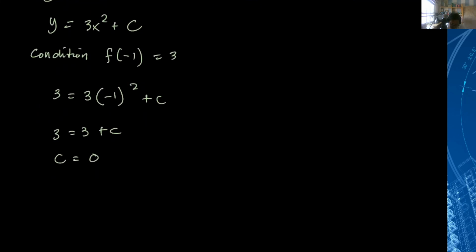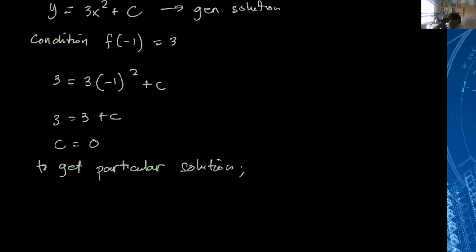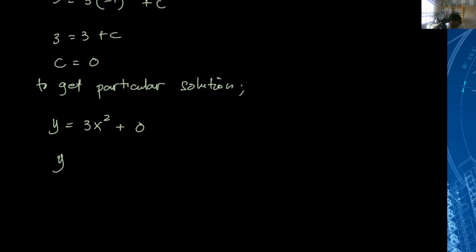Let's substitute that into our general solution. Our general solution is here. To get the particular solution, we substitute the value of c into our general solution. So y equals 3x squared plus the value of c, which is 0. Therefore, y equals 3x squared. This is the particular solution.